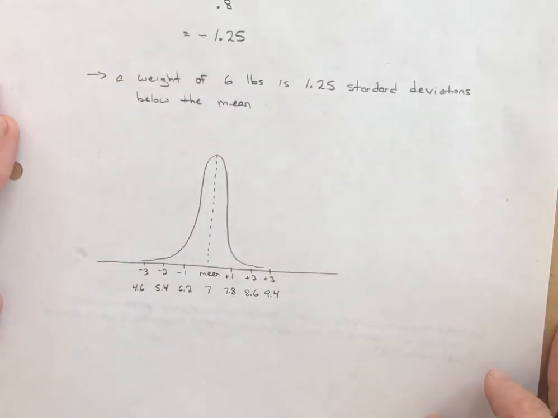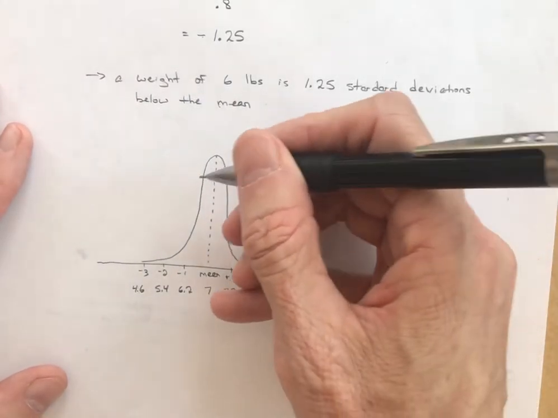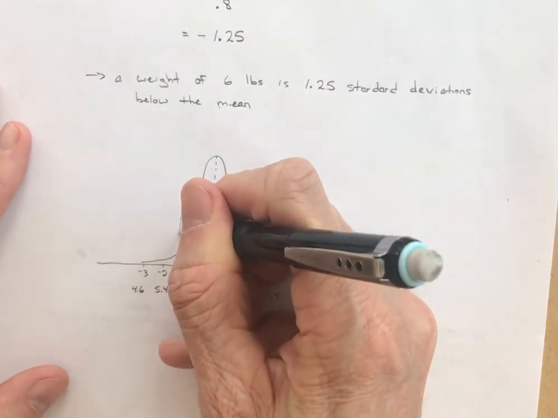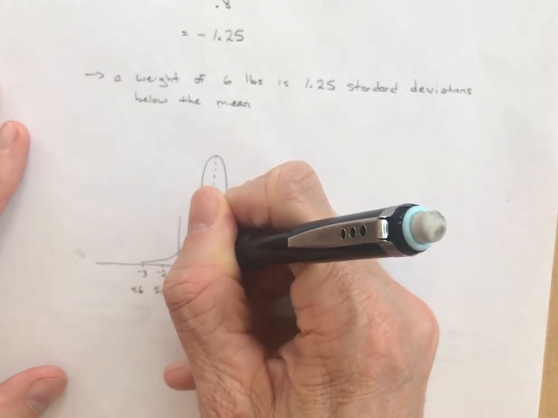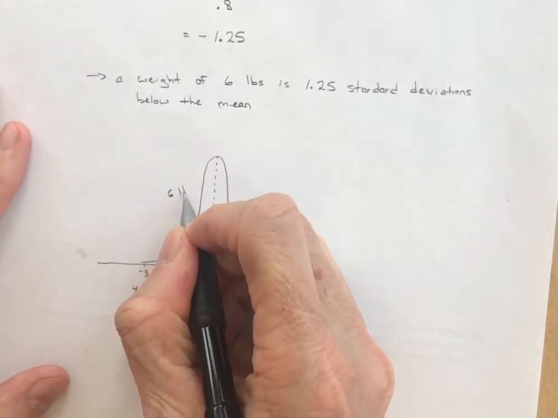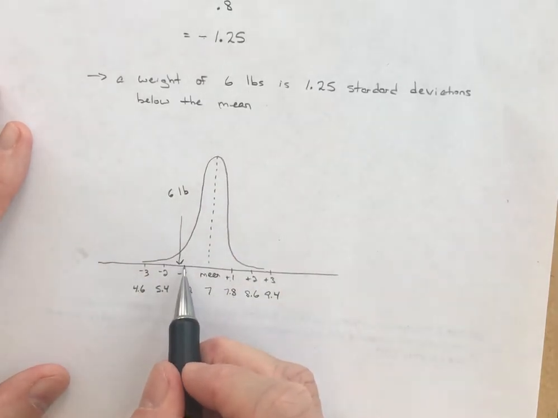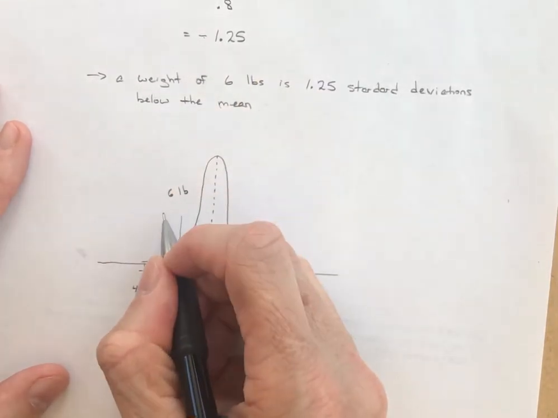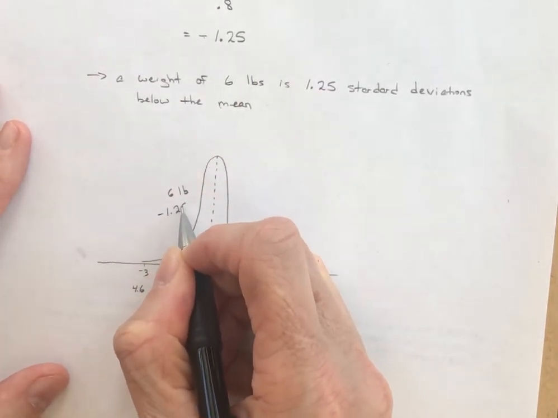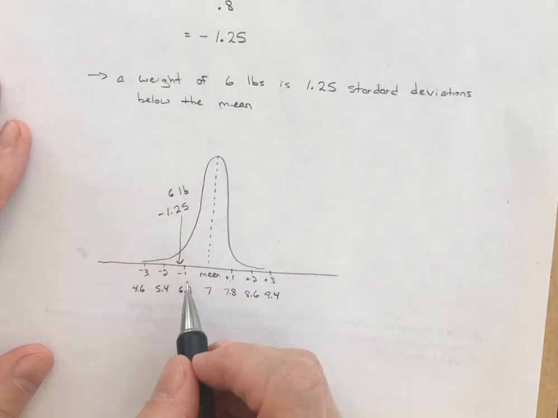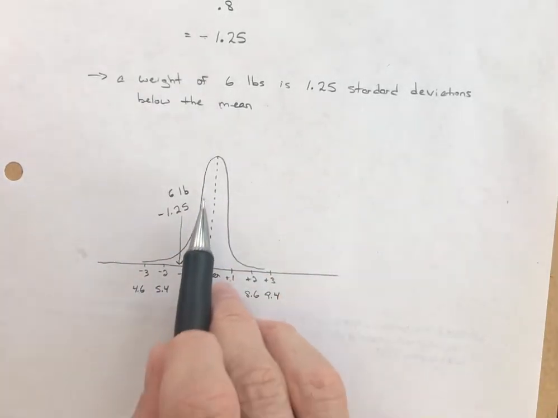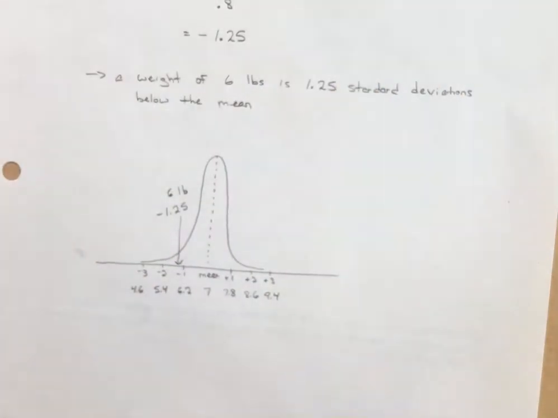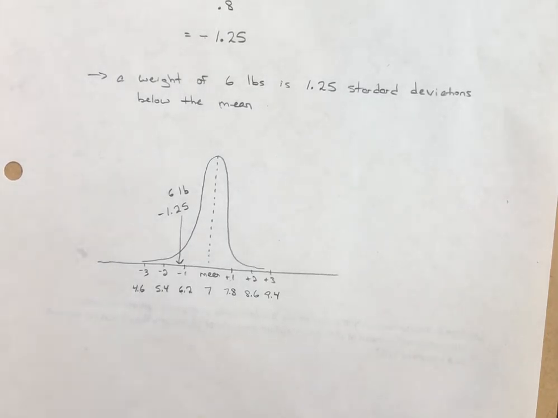How about our 6-pound newborn? Well, you can see right here, if this is 7 and this is 6.2, our 6-pound newborn is approximately there. That's our 6-pound newborn, and it's a little lower than 1 standard deviation below the mean. As we calculated right here, it's actually 1.25 standard deviations below the mean. But I wanted to make this normal distribution a little bit tighter because of how small the standard deviation is.